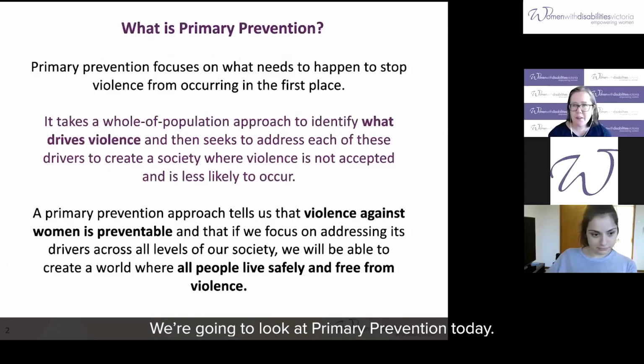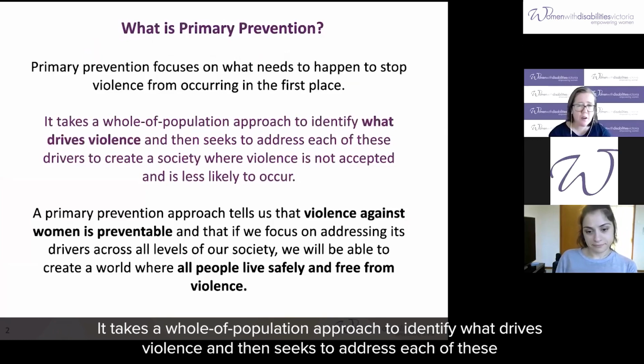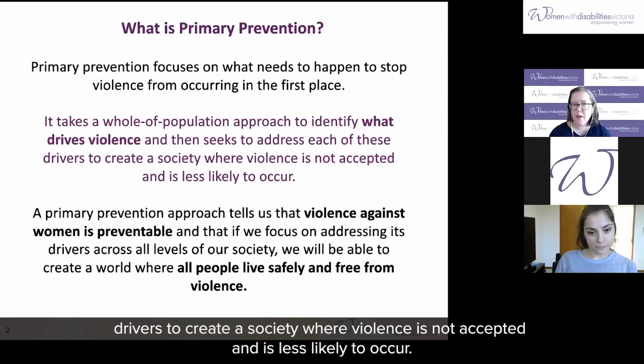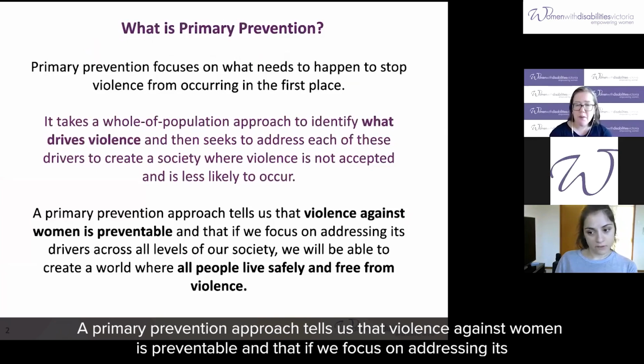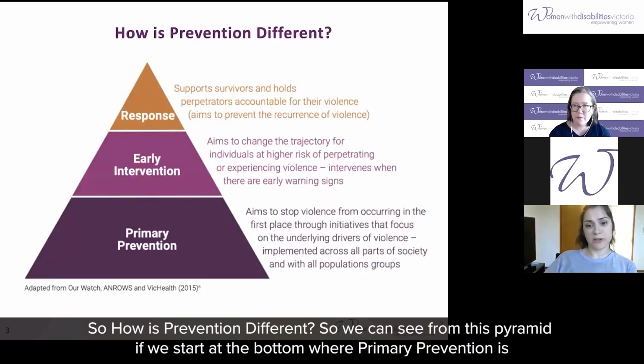We're going to look at primary prevention today. Primary prevention focuses on what needs to happen to stop violence from occurring in the first place. It takes a whole of population approach to identify what drives violence and then seeks to address each of these drivers to create a society where violence is not accepted and is less likely to occur. A primary prevention approach tells us that violence against women is preventable and that if we focus on addressing its drivers across all levels of our society, we will be able to create a world where all people live safely and free from violence. So how is prevention different?